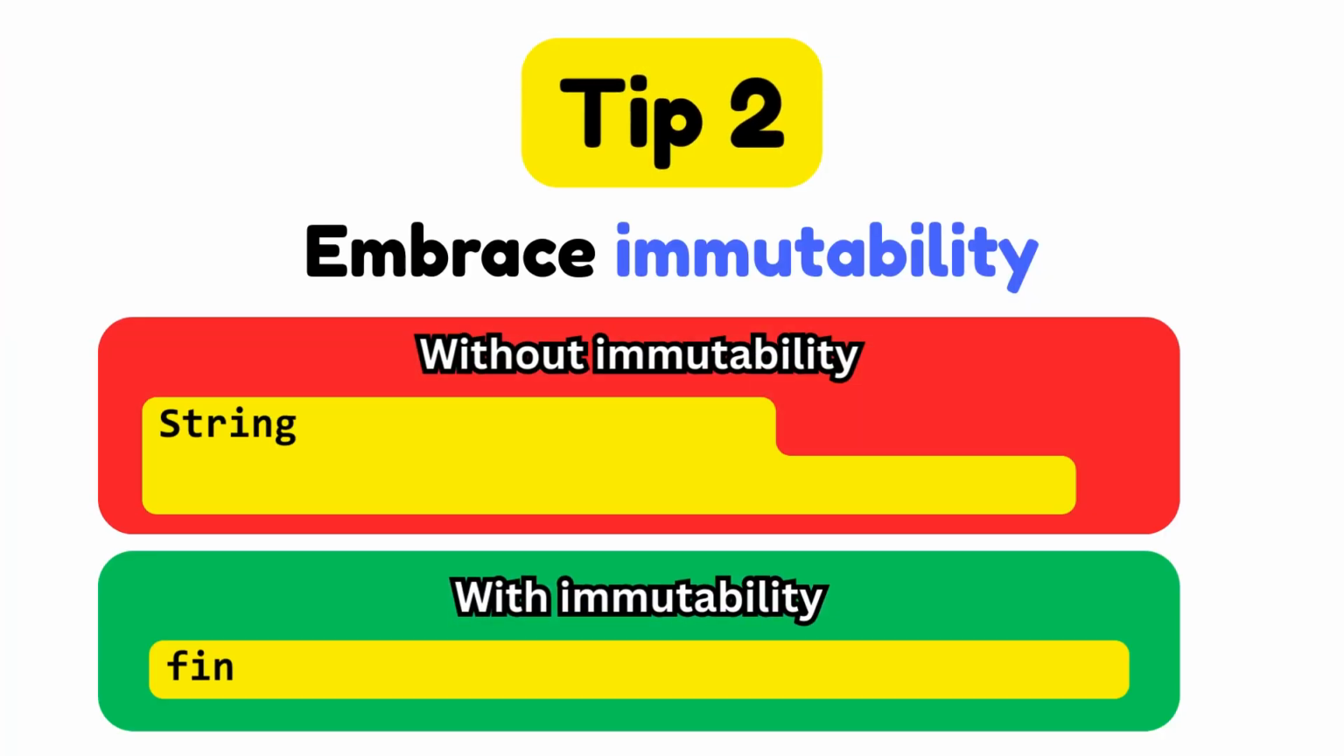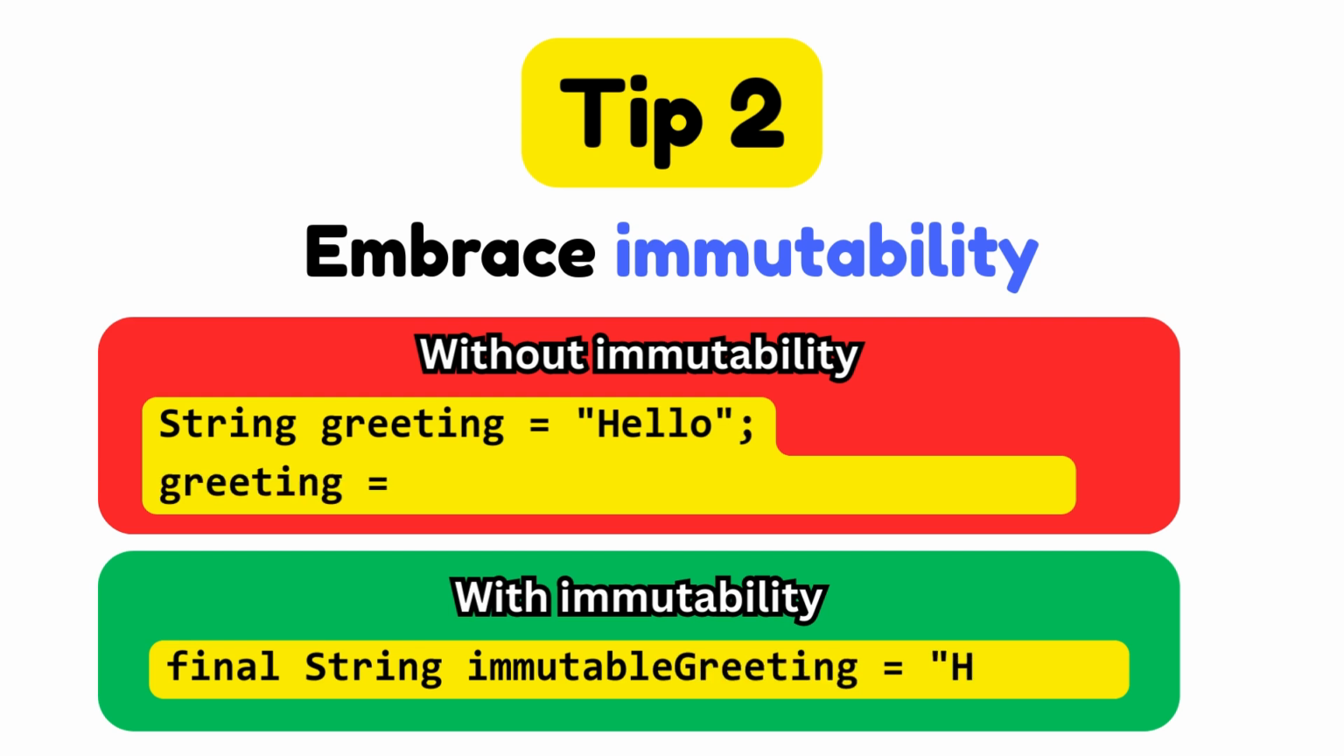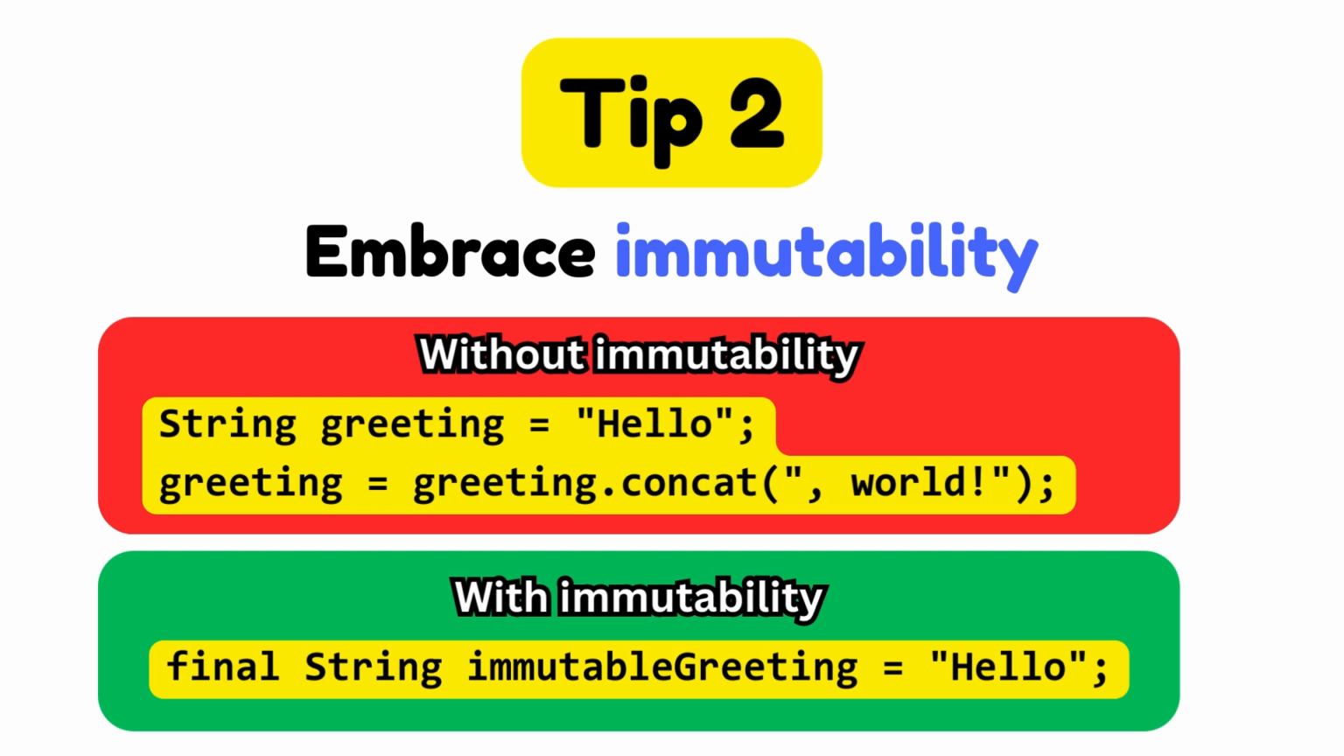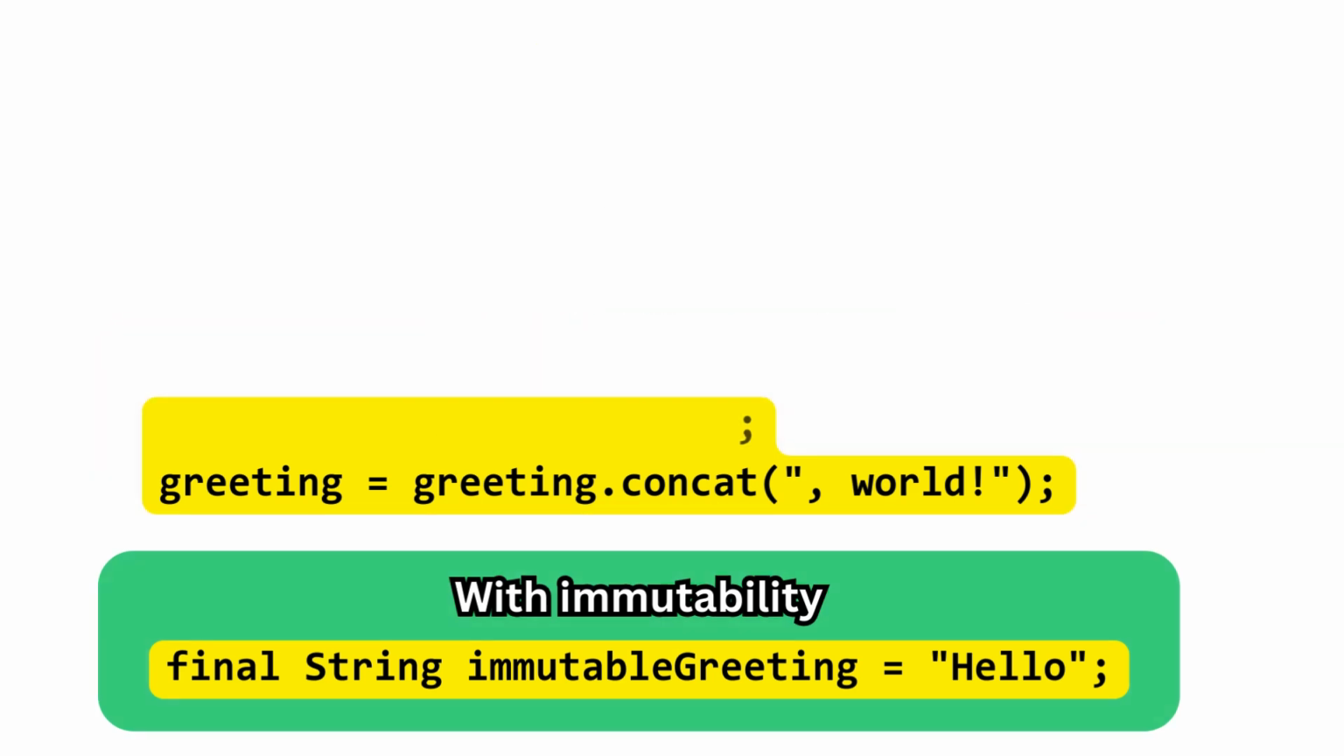Tip 2. Embrace immutability. Immutable objects like creating final variables reduce bugs and make your code thread safe. For example, using immutable objects whenever possible ensures that your data remains consistent.